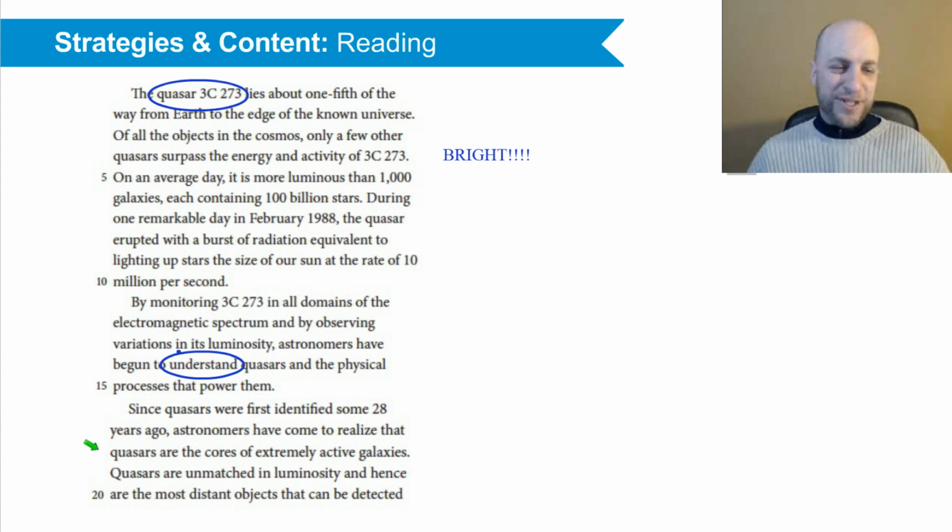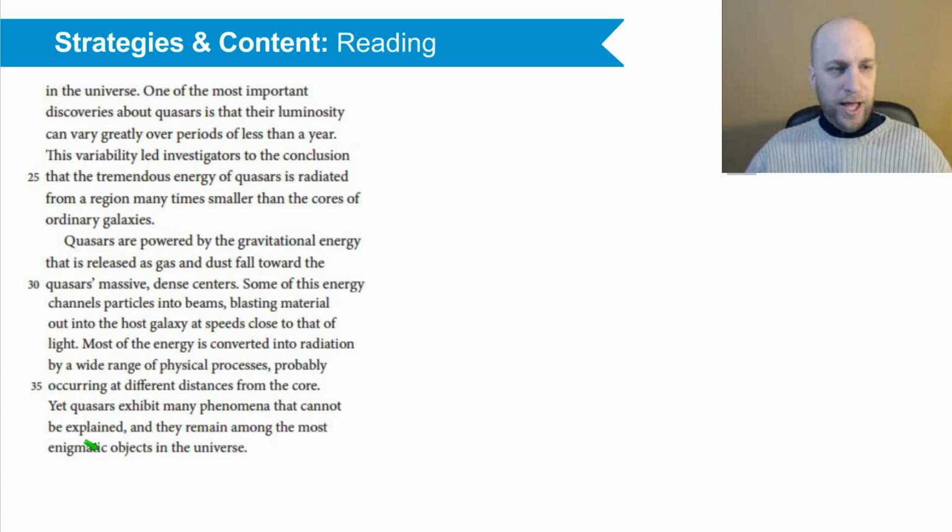Since quasars were first identified some 20 years ago, astronomers have come to realize that quasars are the core of extremely active galaxies. They're unmatched in luminosity and hence the most distant objects that can be detected. That seems pretty important as well.